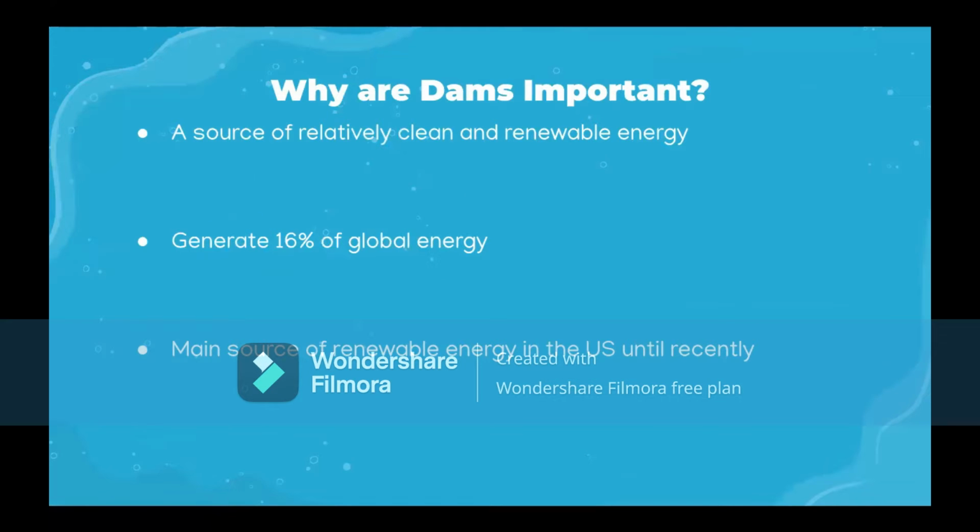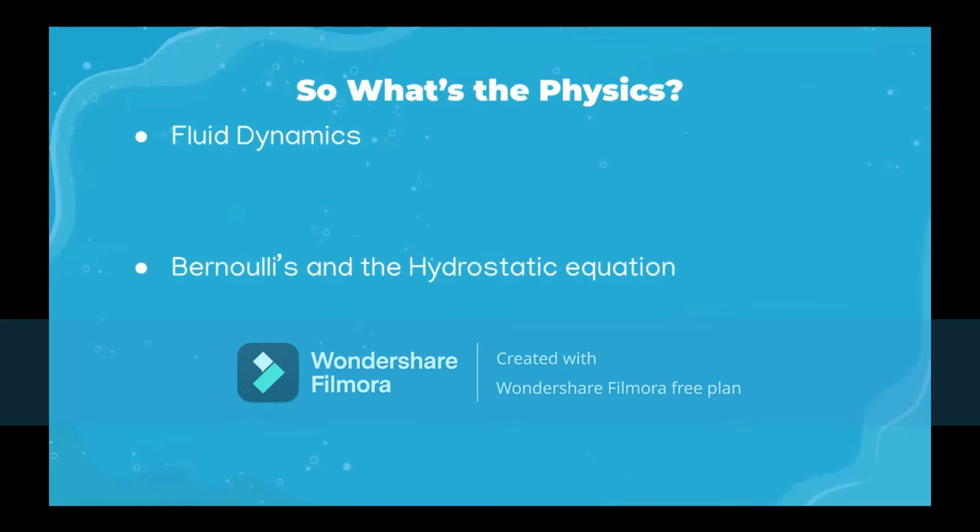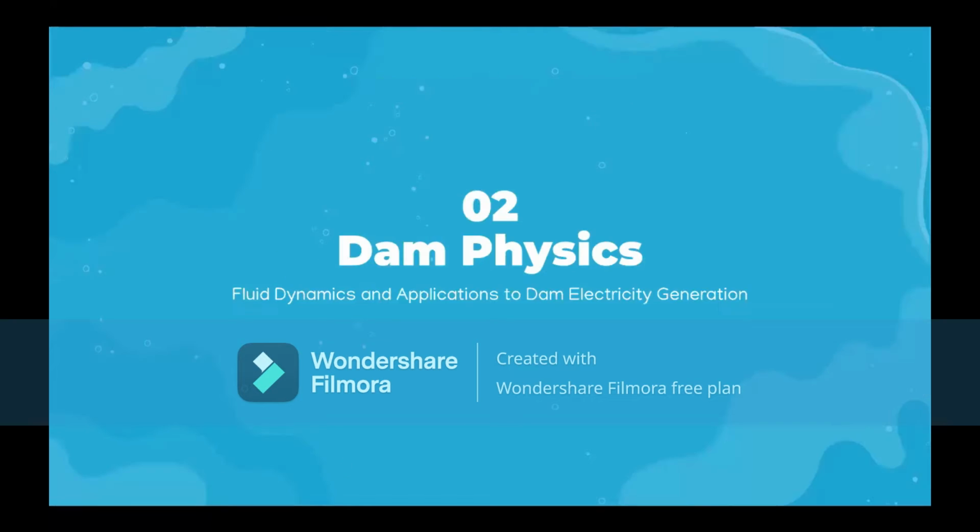Dams are important because they're a relatively clean and renewable source of energy. They generate 16% of global energy, and they used to be the main source of renewable energy until very recently. How do they use physics? They rely mostly on fluid dynamics, and they use Bernoulli's equation and the hydrostatic equation.